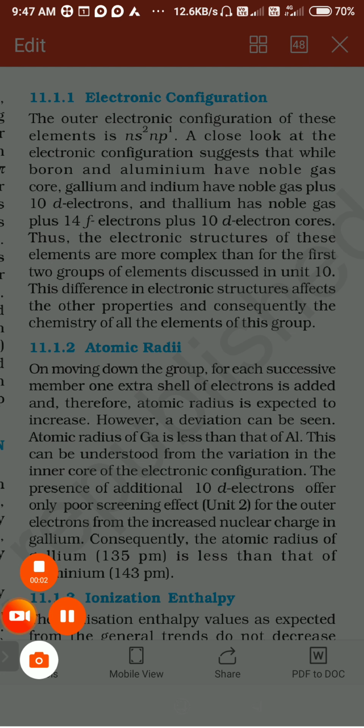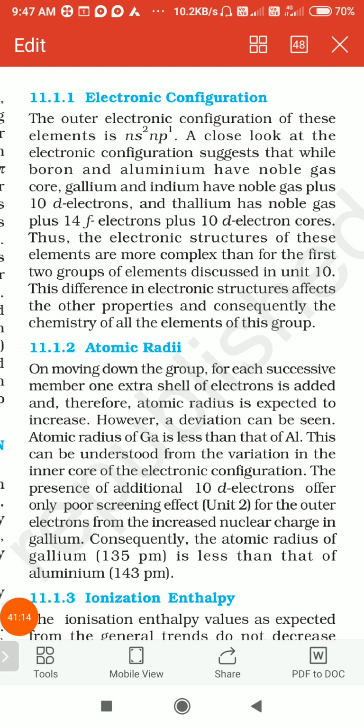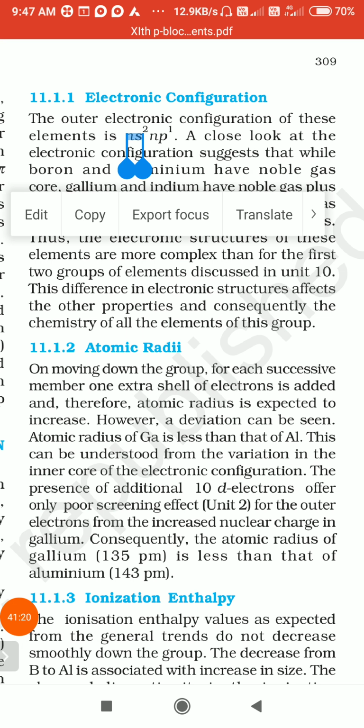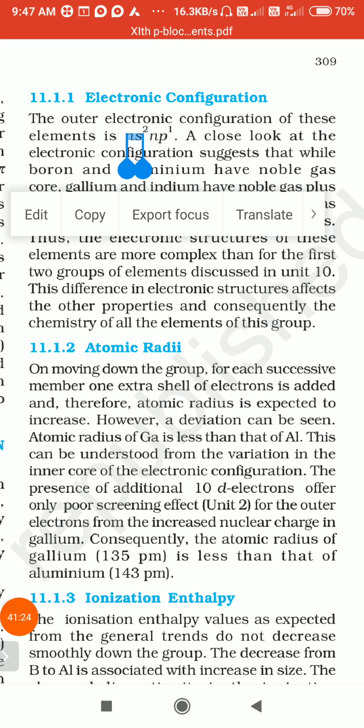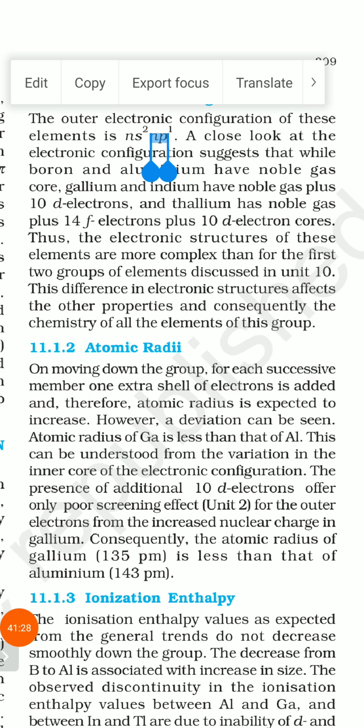Right. What is the electronic configuration of the 13th group elements? The electronic configuration is ns2np1. That means the s orbital has 2 electrons, and the p orbital has 1 electron present there.